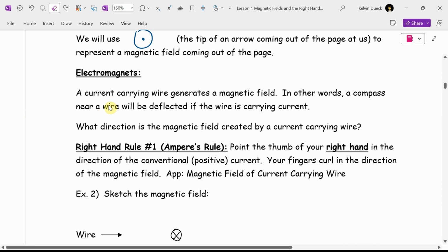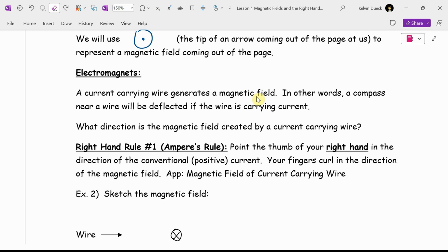Let's talk about electromagnets. It turns out a current carrying wire generates a magnetic field. In other words, if you have a wire carrying current and you bring a compass nearby, the compass will get deflected. What direction? We're going to learn what are called right-hand rules. There are 3 of them. They're actually all part of one Uber rule, but we're going to look at 3 right-hand rules.